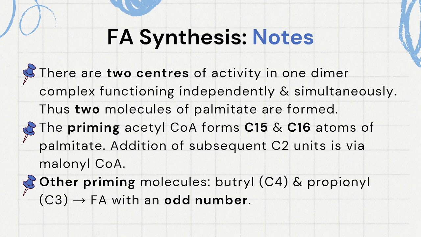Other priming molecules can be used as well. For example, we can start with butyryl, which is a 4 carbon atom priming molecule, and propionyl, a 3 carbon atom compound. If the priming was with propionyl, the end result or the product will be, of course, a fatty acid with an odd number of carbon atoms.